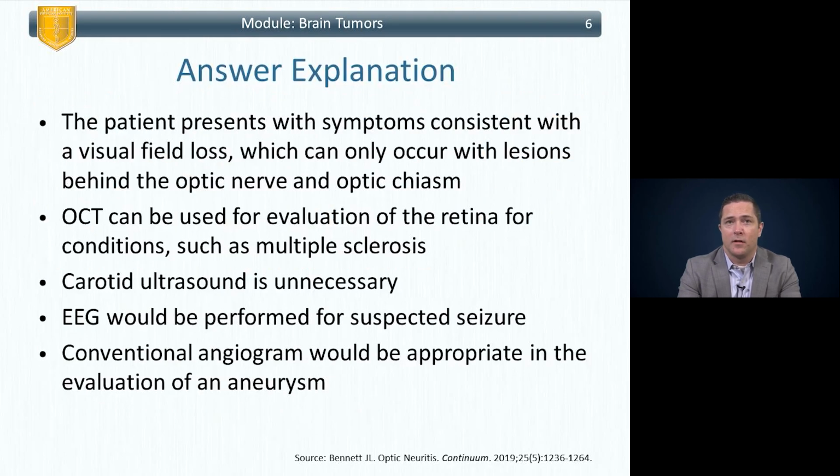These patients' symptoms are consistent with a visual field loss. These are lesions that are behind the optic nerve and optic chiasm, farther back in the neuroaxis. The other options, OCT is to evaluate the retina. This problem is far behind the eye. Carotid ultrasound is for a transient ischemic attack. An EEG could be considered in this case, particularly if the symptoms came and went, but these are a fixed visual field loss. A conventional angiogram would be to look for evidence of an aneurysm. That would not apply in this case.